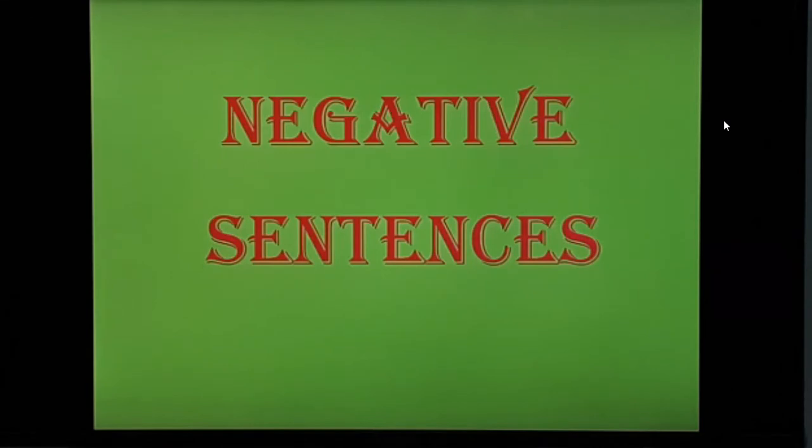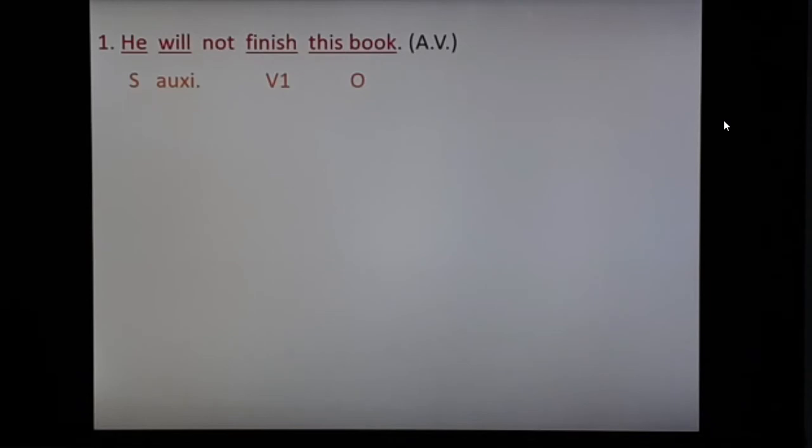Let's see negative sentences. First, he will not finish this book. Subject, he; auxiliary verb will not is given because we are framing negative sentence. Finish, V1 form of the main verb. This book, that is an object, and this is active voice because by and V3 form is not mentioned.